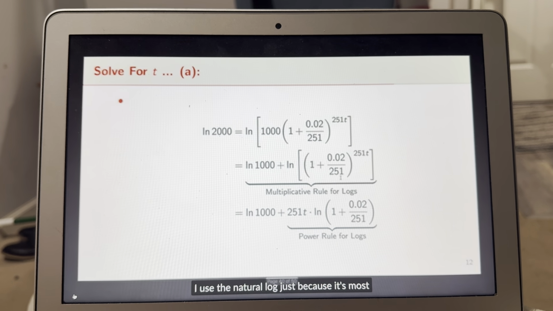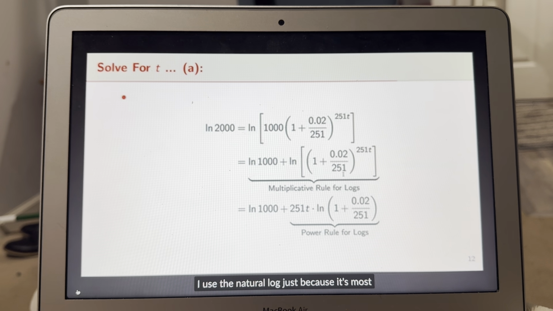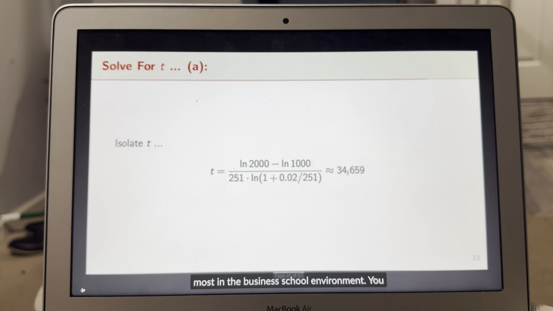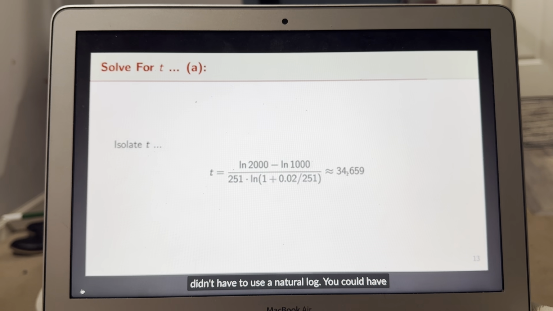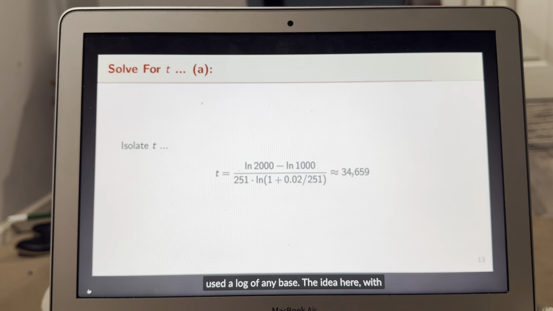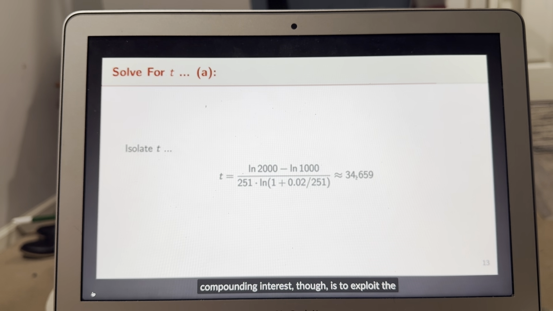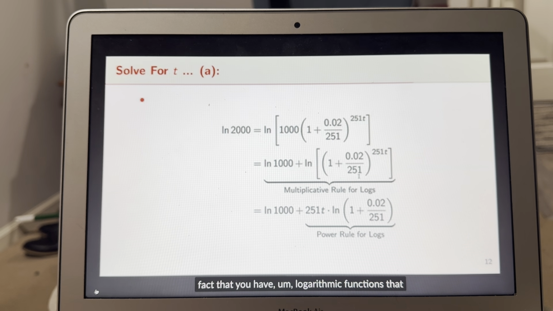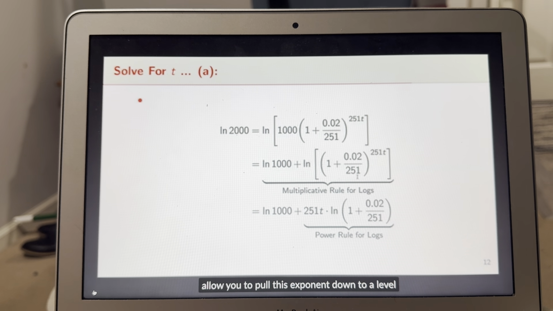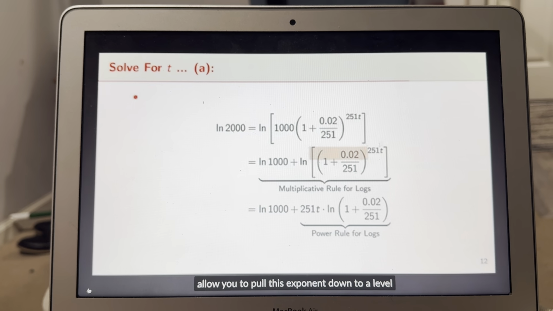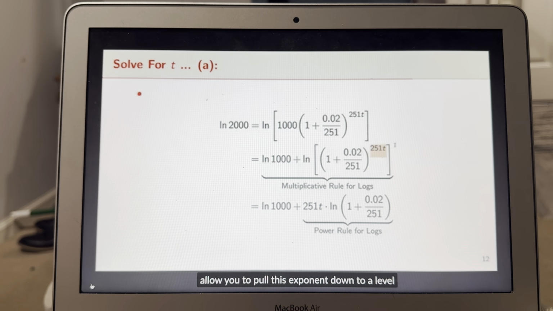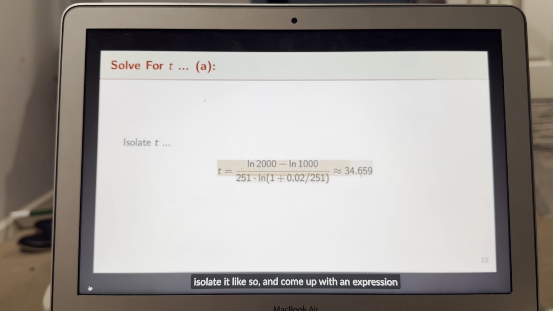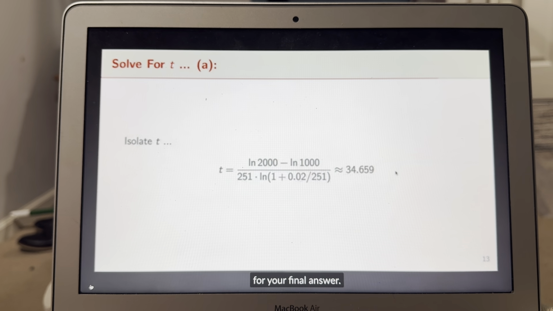Note that I used a natural log just because it's most natural to do, and it's the logs we tend to use most in the business school environment. You didn't have to use a natural log. You could have used a log of any base. The idea here with compounding interest, though, is to exploit the fact that you have logarithmic functions that allow you to pull this exponent down to a level where you can do some more basic algebra on it and isolate it like so and come up with an expression for your final answer.